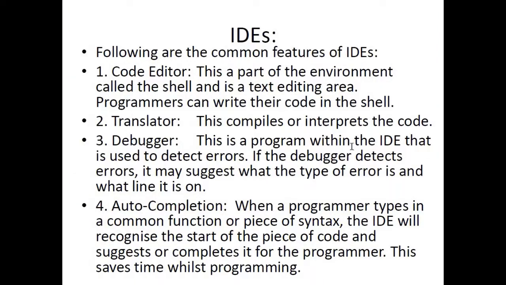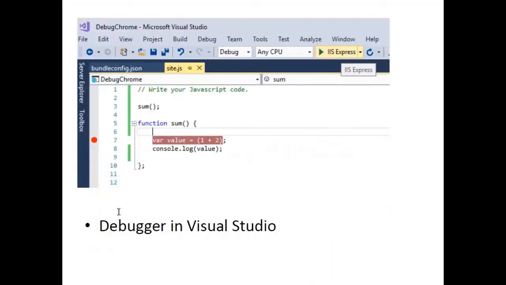Debugger. This is a program within the IDE that is used to detect errors. If the debugger detects an error, it may suggest what the type of error is and what line it is on. Like this. Whenever the program detects an error, it highlights that line and displays a red dot over here. This is a screenshot of Visual Studio.